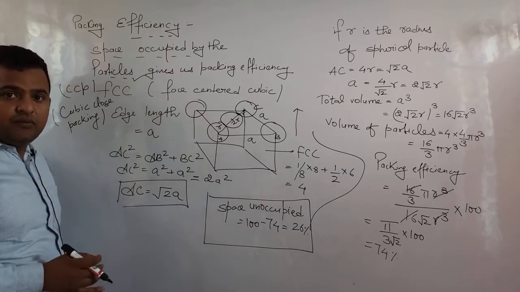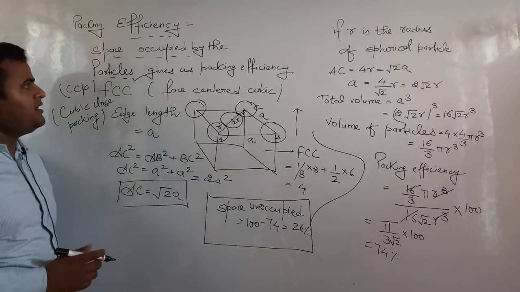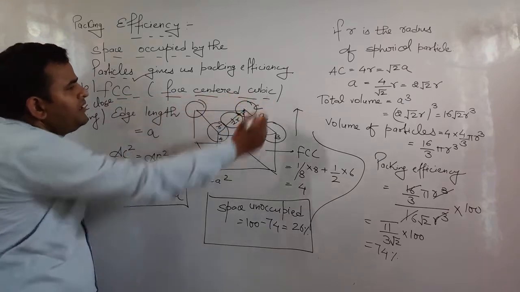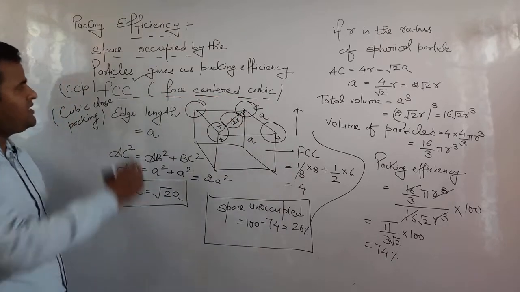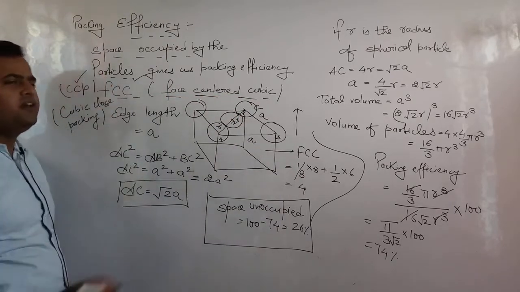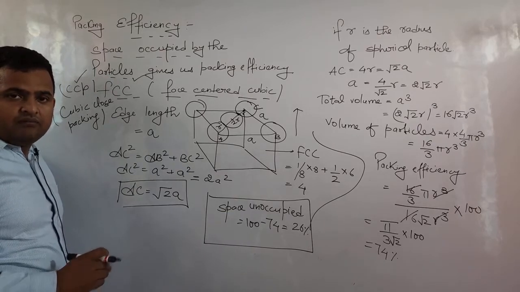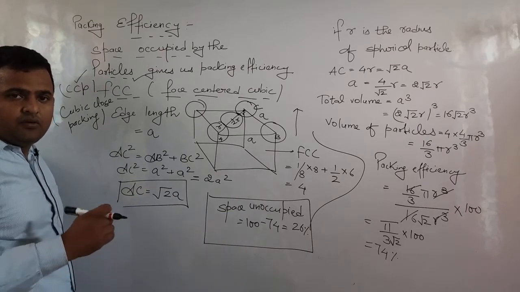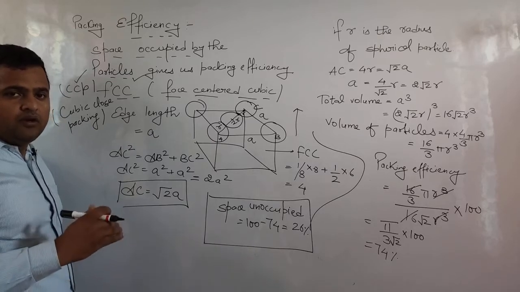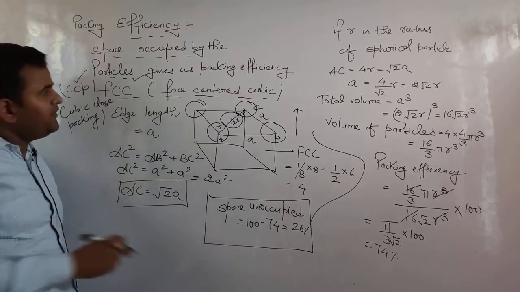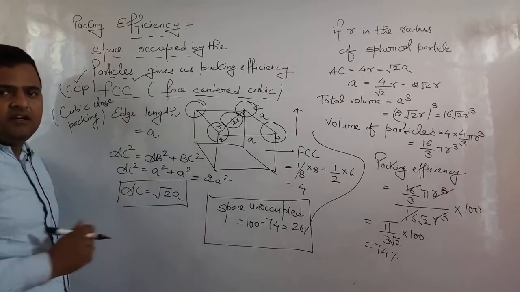packing structures. Okay, so today we will be discussing packing efficiency for the face-centered cubic unit cell. As we know, the face-centered cubic unit cell is also known as the cubic close packing structure. As we have already discussed in close packing arrangements, there is CCP, cubic close packing, which is equivalent to face-centered cubic.